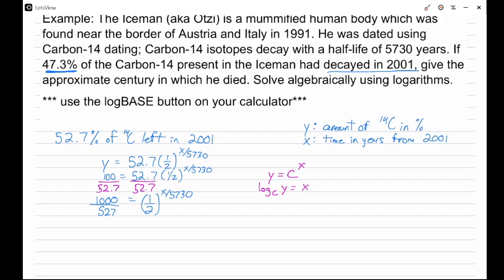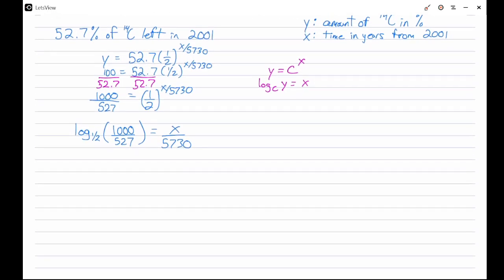So we know the base stays the same. So that's going to get me a log base 1/2 of 1,000 over 527, and that's going to be equal to x over 5730. Now, to get x by itself, I'm going to have to multiply by 5,730. Now I'm just going to switch sides here. So I'll move the x over to the left-hand side, and I'm still multiplying through by 5730 times the log base 1/2 of 1,000 over 527.